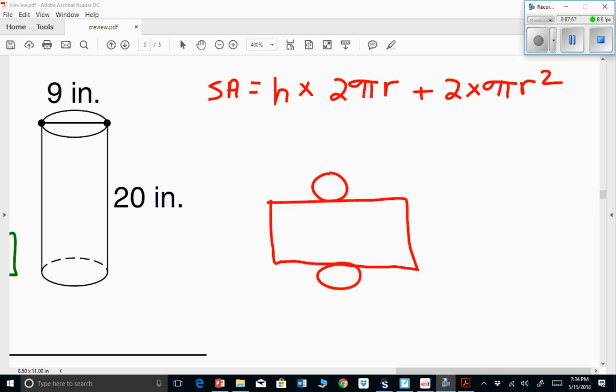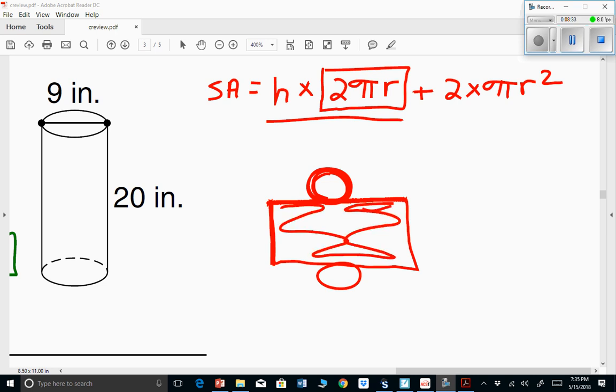I'm hoping that you recognize a couple of things in this formula. 2 pi r is the formula for the circumference of a circle. Circumference of this circle. Now, would you agree that this soup can label, this length of this thing, is the same as the distance around this lid? And that's why we need that. And then the height of the cylinder is right here. So h times 2 pi r gives us the area of this rectangle.